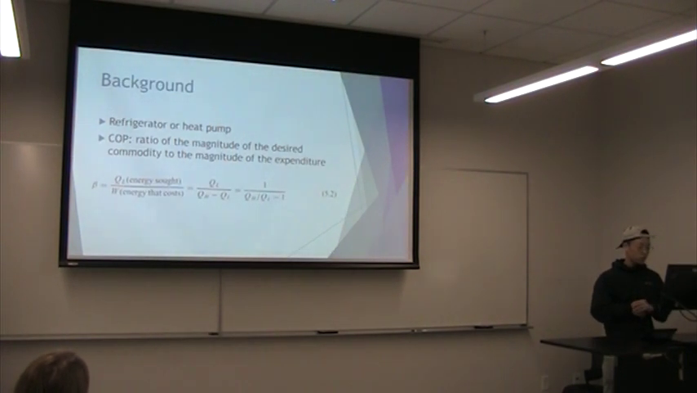Furthermore, in the background, we have to know about the coefficient of performance. That's basically the ratio of what we want over what we put in the experiment. What we want is QL, or heat loss, and what we put in is the work.